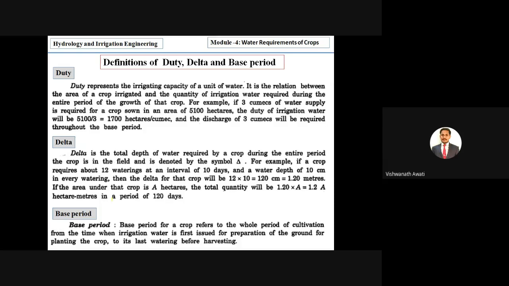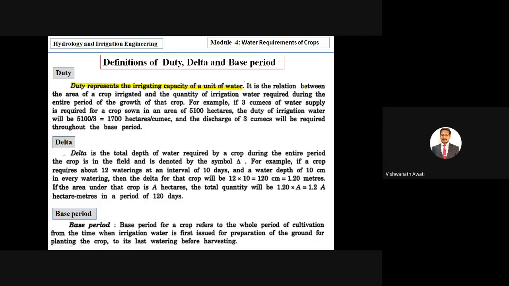So here first we have to understand what we mean by duty. Duty represents the irrigating capacity of a unit of water. So the term is very important. Here they have given a relationship with the irrigating capacity of a unit of water. For example, if I take one bottle of water, how much area can it cover for irrigating? So here we can take 1 liter of water. That is the irrigating capacity. It indicates how much area we can irrigate. But how much water is required for irrigation for the complete growth? That is what they are telling.